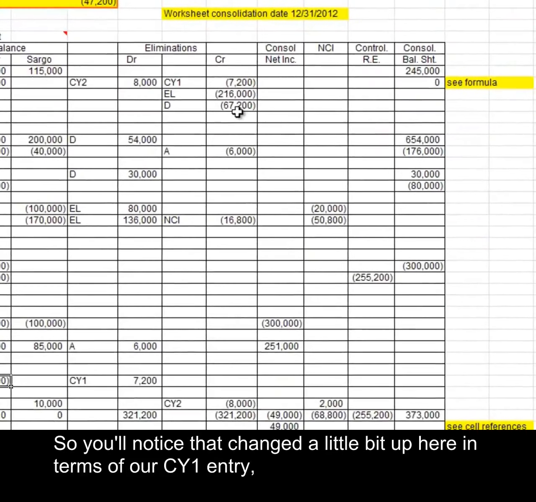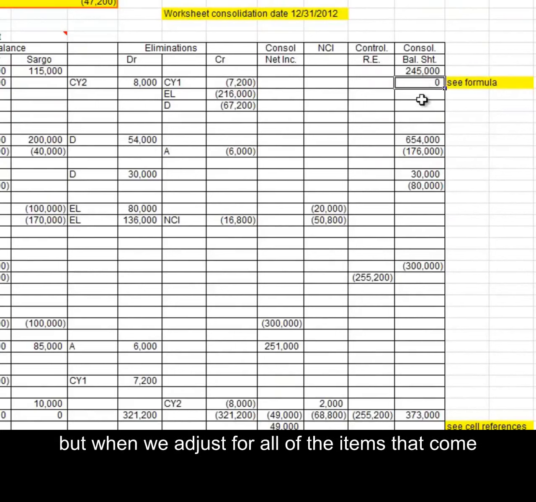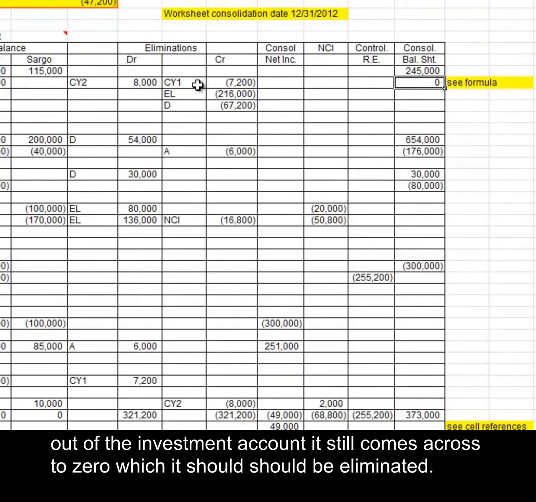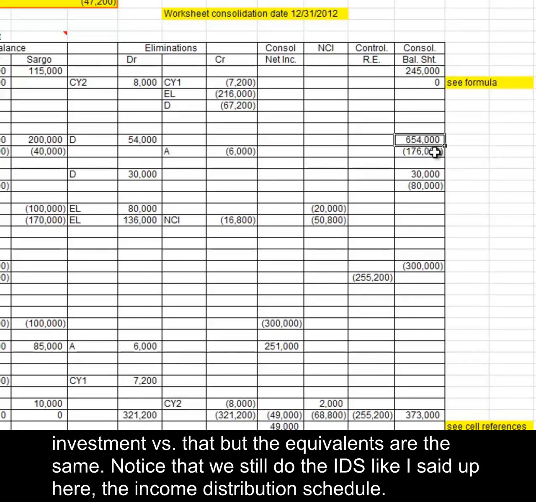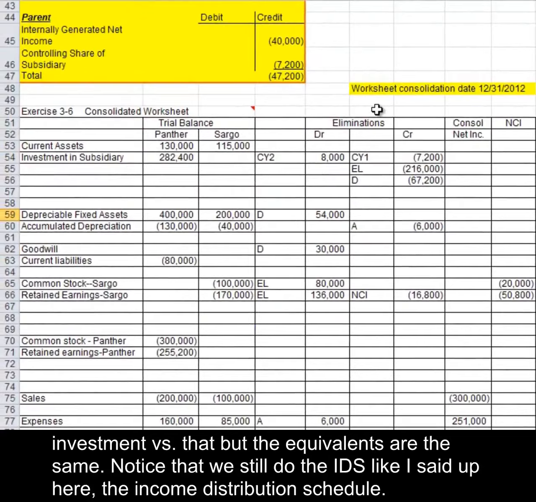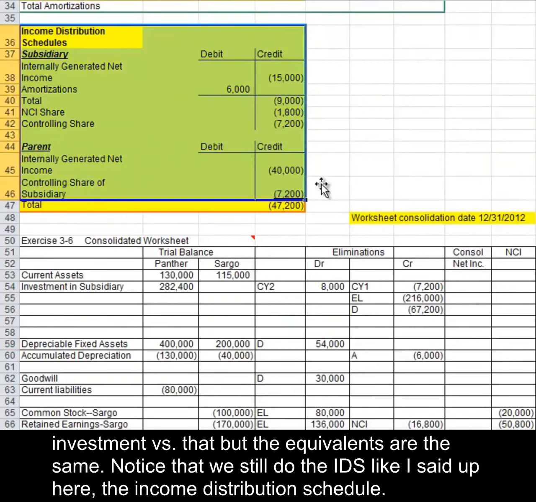So you'll notice that changed a little bit up here in terms of our CY1 entry, but when we adjust for all of the items that come out of the investment account, it still comes across to 0, which it should be eliminated. Our total depreciable fixed assets are still exactly the same. Our accumulated depreciation is different because we've taken it as part of the investment versus that, but the equivalents are the same.